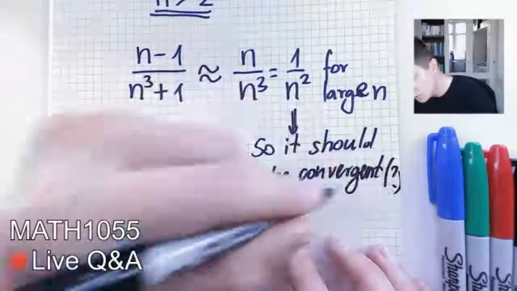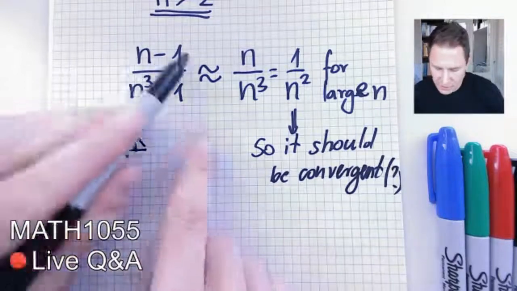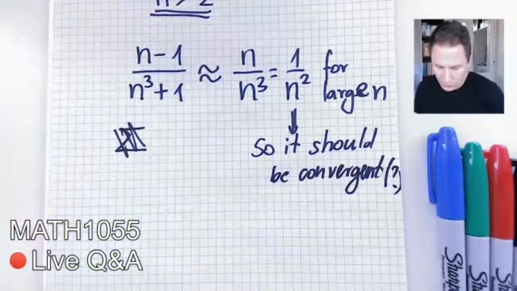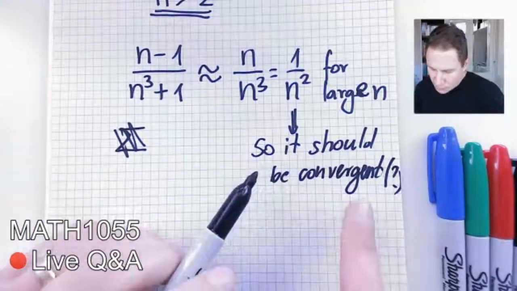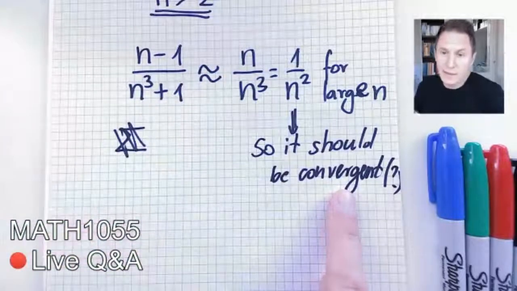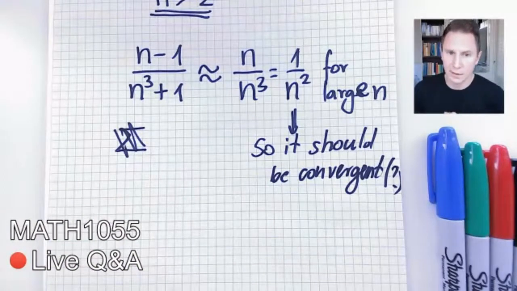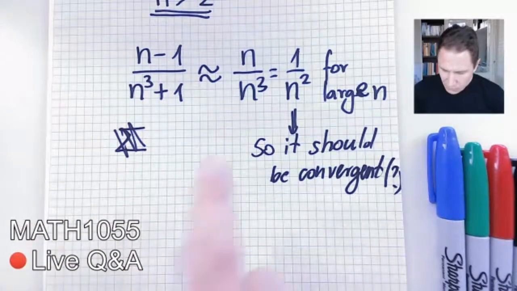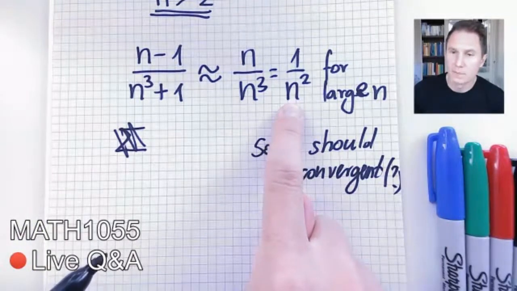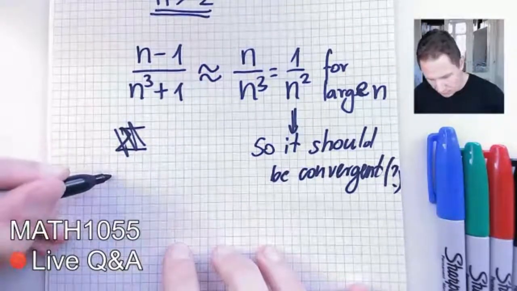Again, let me just put a question mark there. So we are guessing that it's a convergent series, the sum of these numbers from n going from 2 to infinity. We're guessing that it should be convergent because the sum of reciprocals of square numbers is convergent, and that is something that you can read in the lecture notes. So we know that the sum of these numbers converges. The sum of these numbers is finite. So how should we compare this?